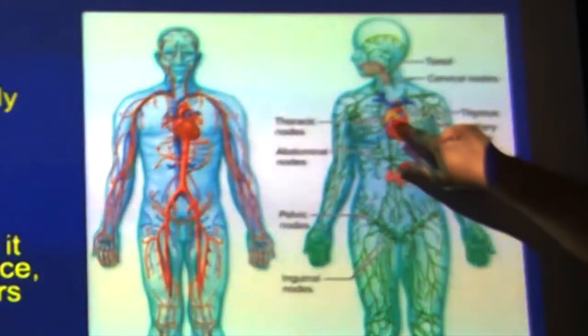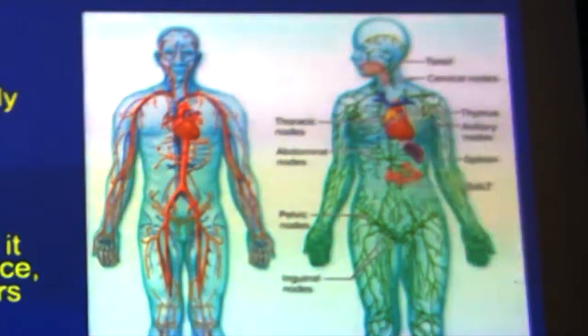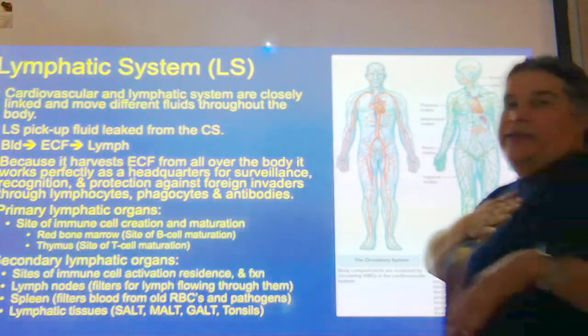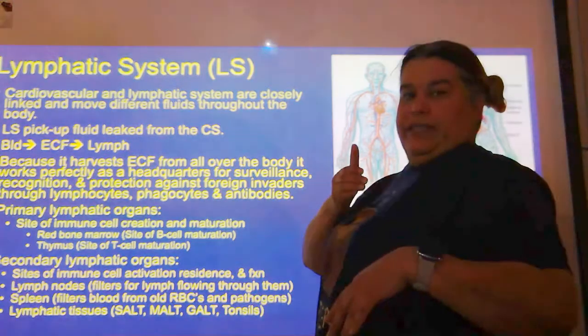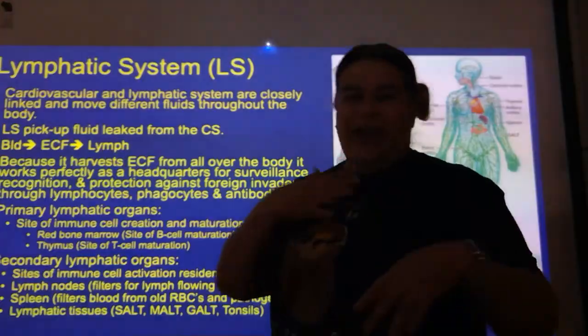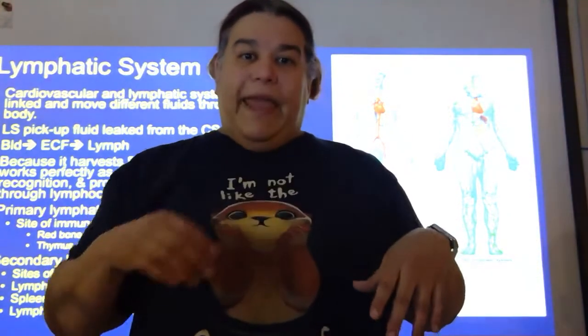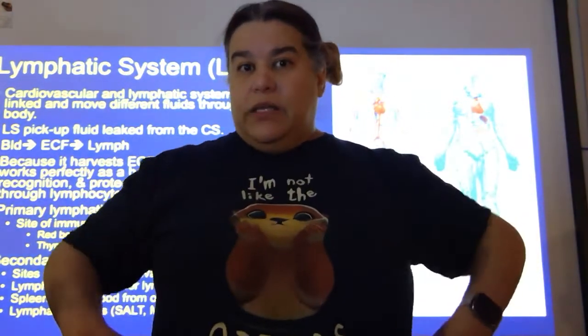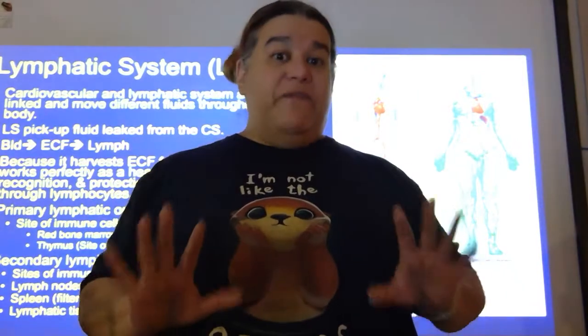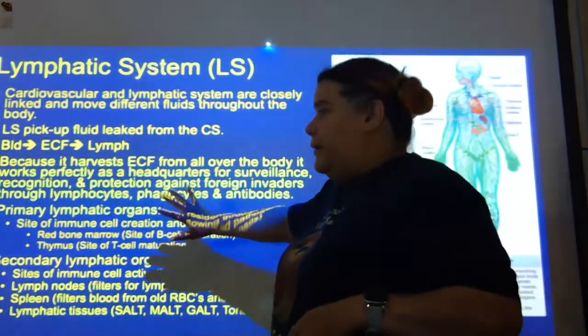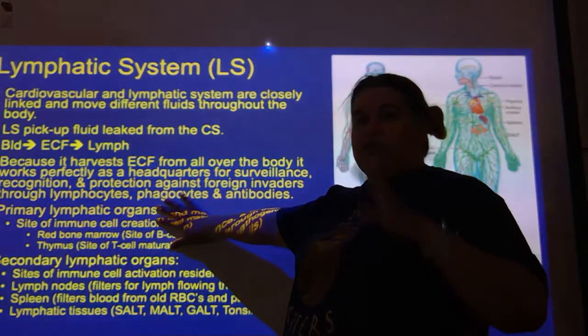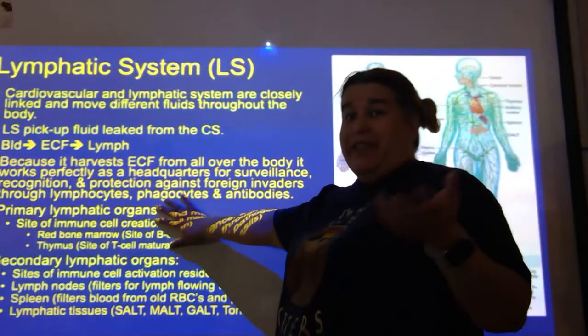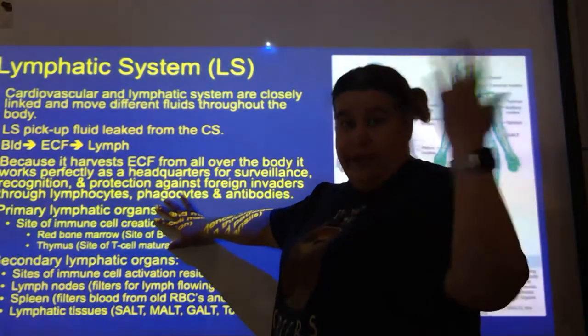So the thymus is this little dude up here. If my heart's here, it's kind of situated up here, so it sits above the heart. And when we have T cells, that's where they go to become functional. So when we talk primary lymphatic organs, we're talking about what actually makes our B and T cells. Where do they become active?